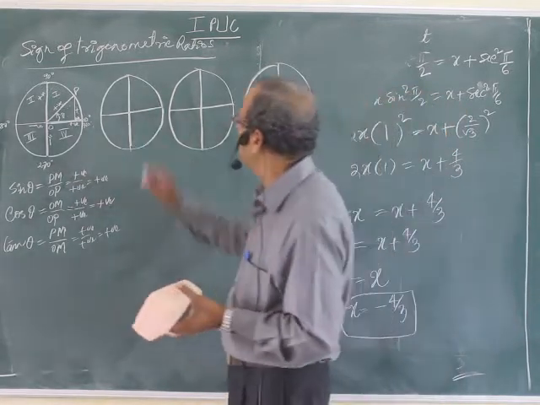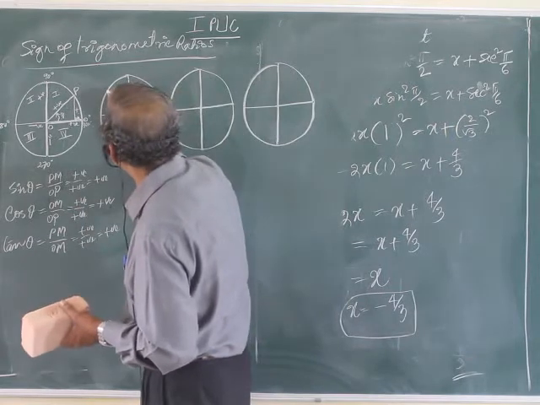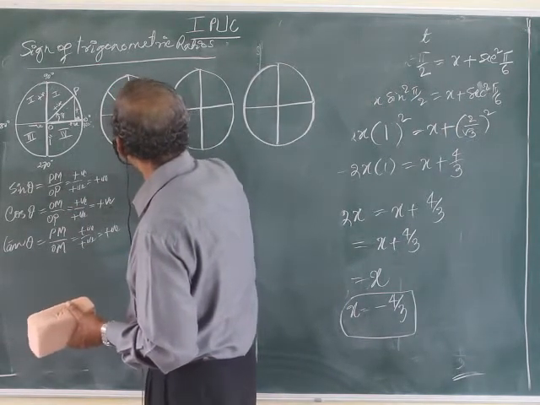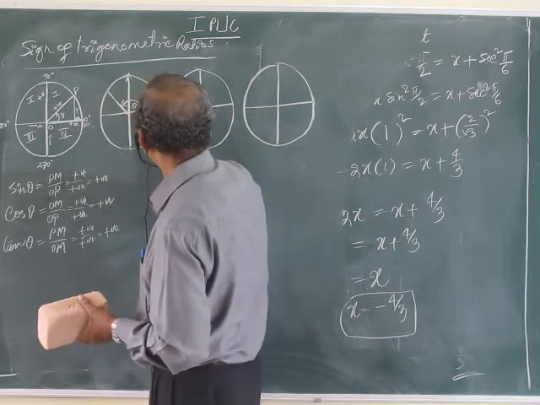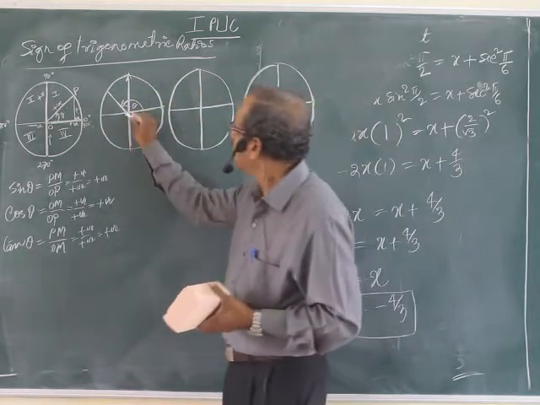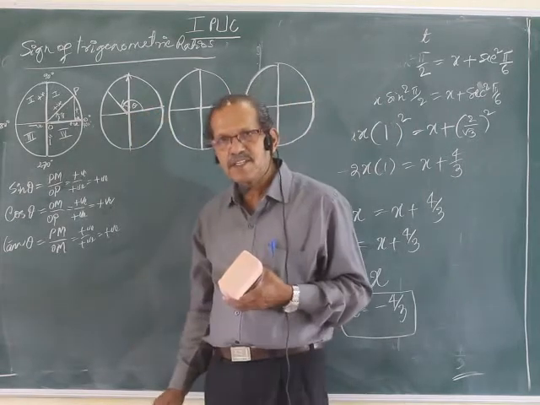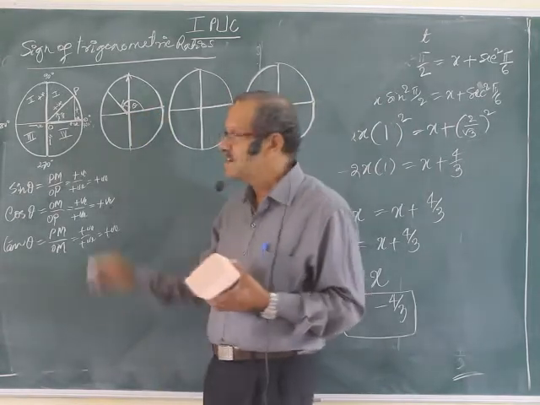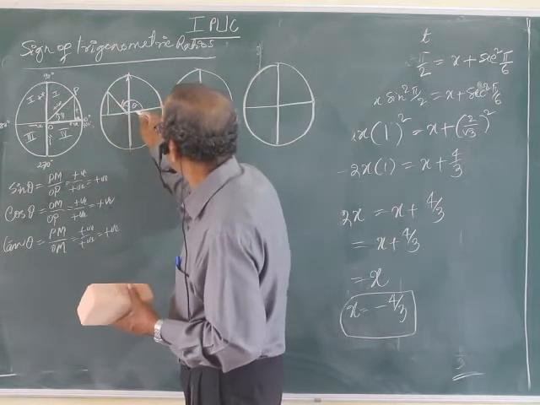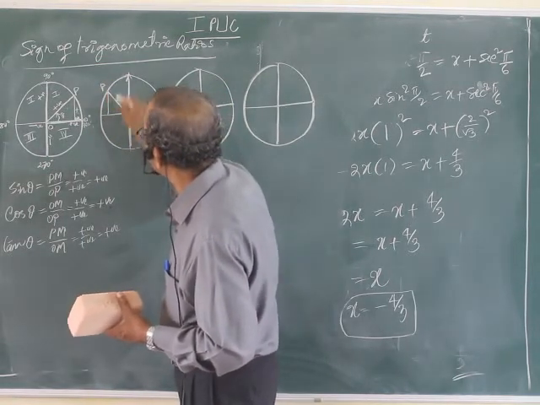Come to the second quadrant. Angle is in the second quadrant. This is theta now. Angle greater than 90. What about the opposite side for this? Opposite side, even though it is an obtuse angle, opposite side is here, see, remember.